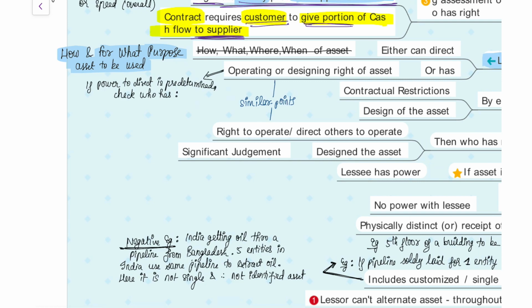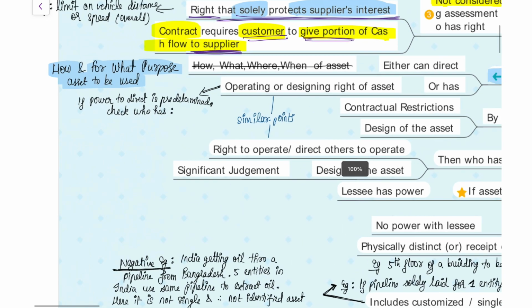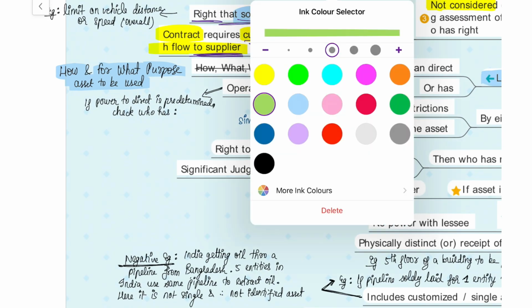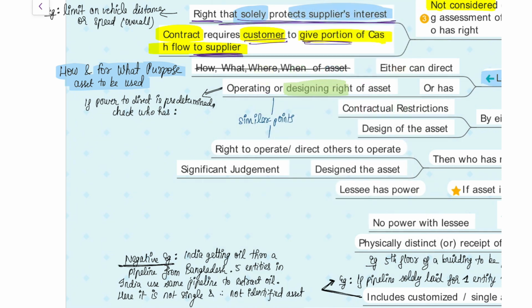Or either that, or if the lessee had a major part in designing the asset. Suppose the lessee had a major take on how the asset should be designed, that this specification should be there in the asset, or that specification should be there in the asset. So if the lessee has taken an active part in designing the asset, then in such case we can say that the lessee had the direct use of the asset.